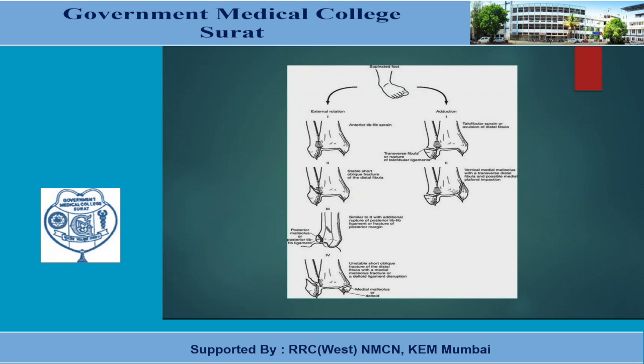So it depends on the severity of the external rotation of your foot. If there is only mild external rotation, there might be a sprain. Grade 1, there is an oblique fracture. Grade 2, there is an oblique fracture of the fibula and a posterior malleolus fracture. And grade 3, there is an oblique fracture of the fibula, posterior malleolus, and an oblique fracture of the medial malleolus.